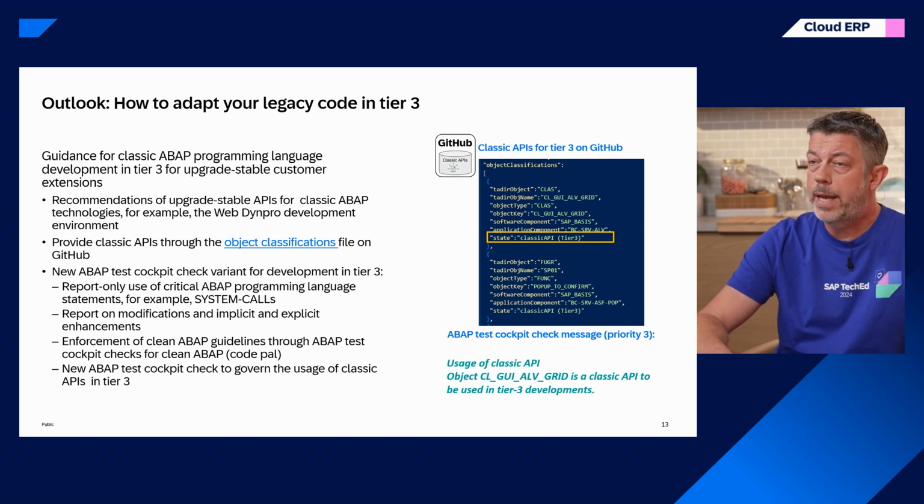Because you will then not get any errors anymore when you are using, for example, an ALV grid in your legacy applications. You only get an info message, so you have a very good overview of where you still use classic developments, but this will not block your transports anymore. That's the basic idea. As I said, we're currently preparing this list of APIs and making some changes in the ABAP test cockpit variant.